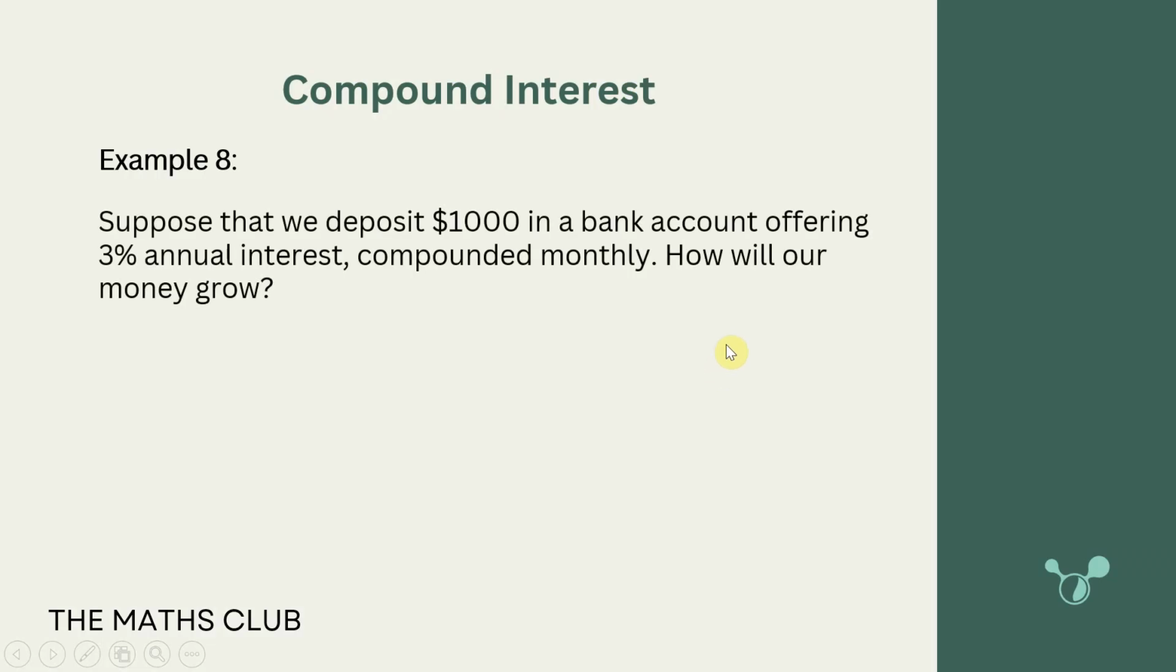Next example says that suppose that we deposit $1,000 in a bank account offering 3% annual interest compounded monthly. How will our money grow? Pause the video and try this out yourself. Welcome back. Let's solve it together.